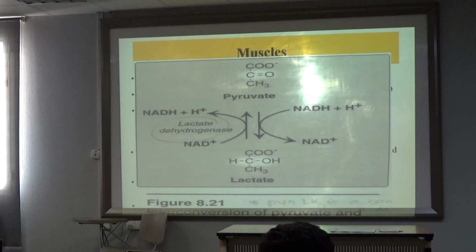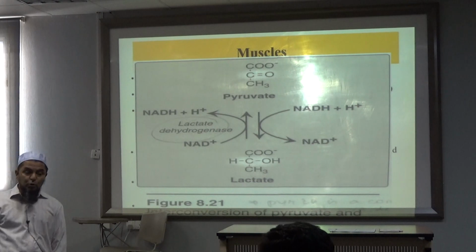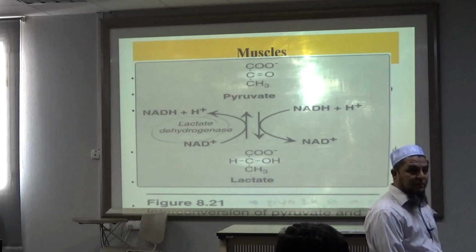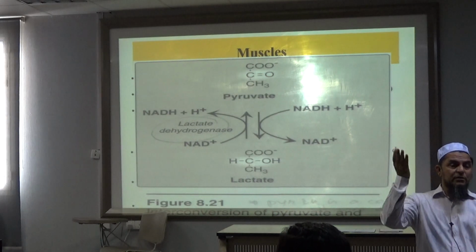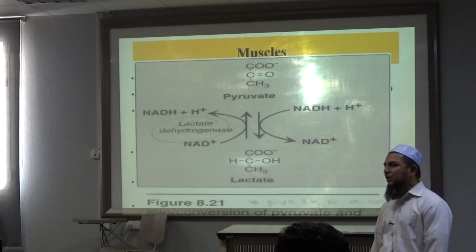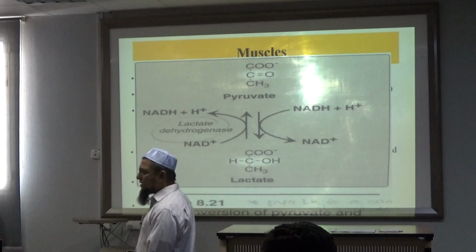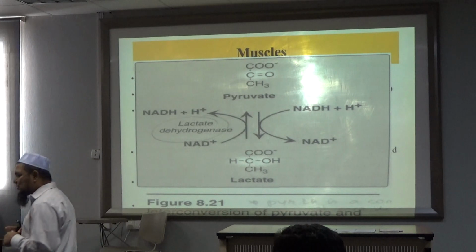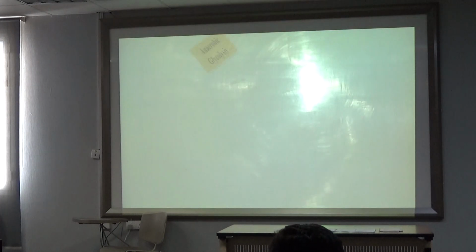Point number two, you see that there are two protons, they are set free. The protons are also called hydrogen ions. When the two hydrogen ions are set free, will the hydrogen ion concentration increase or decrease? When hydrogen ion concentration is increased, will the pH increase or decrease? The pH will decrease. So when the pH is decreased, there will be a localized acidosis, and this acidosis is a cause of pain, tiredness and fatigue. Clear?